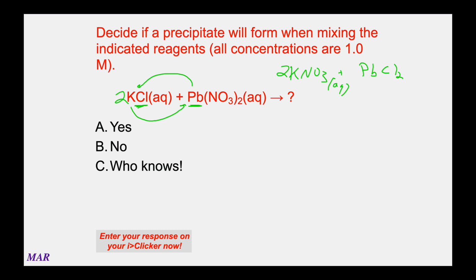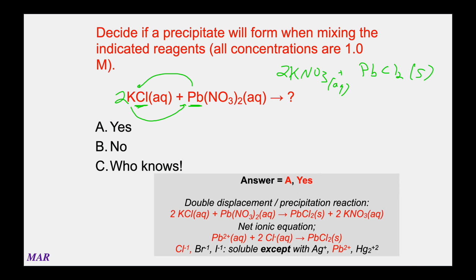Pb(NO3)2. It also includes KNO3 on the product side. On the other hand, PbCl2, chloride is an exception when it's with lead. This one will be insoluble. So you would expect a precipitate, a solid, to form.